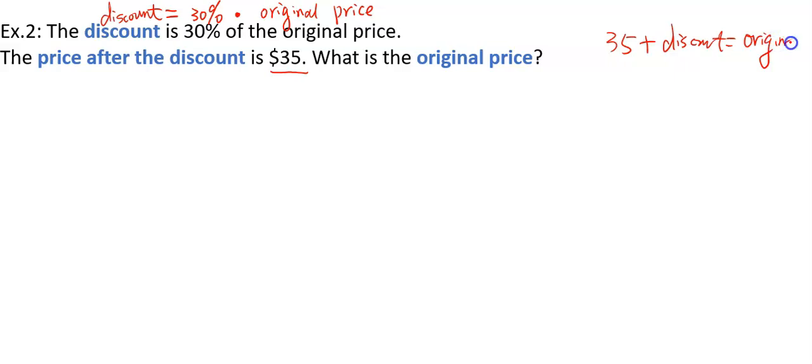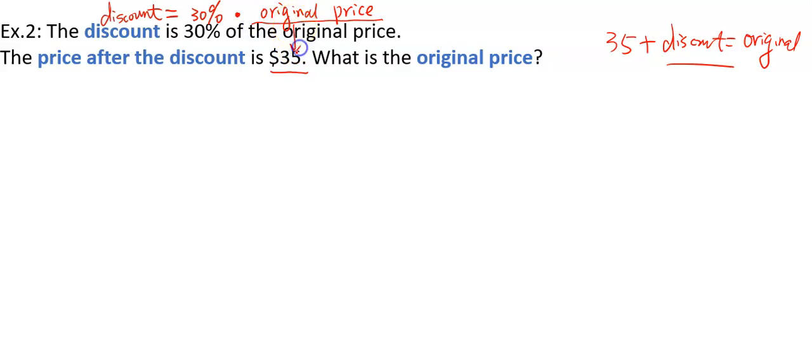But we don't know the discount. We don't know how much we got, how many dollars we got deducted off the original price. It does tell us it's 30% of original, but we don't know what the original price is. So be very careful here. It's not 30% of what you paid, it's taking 30% of the original price.